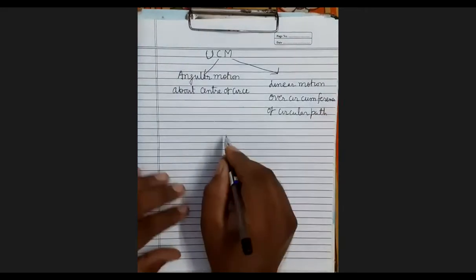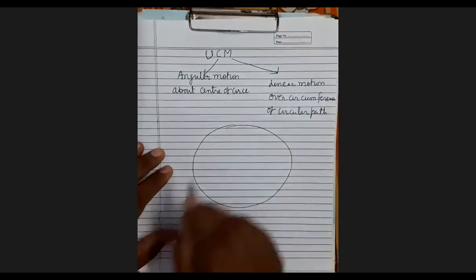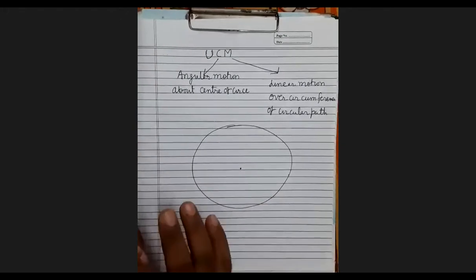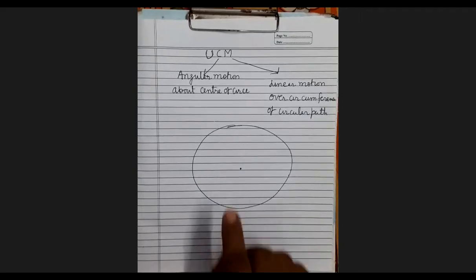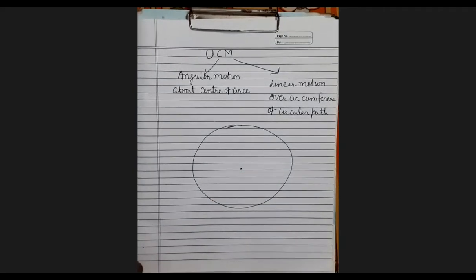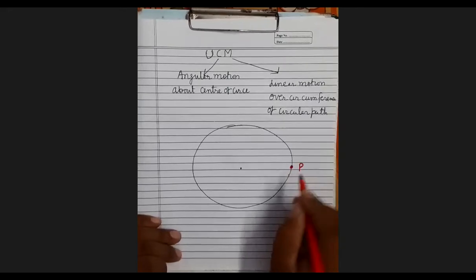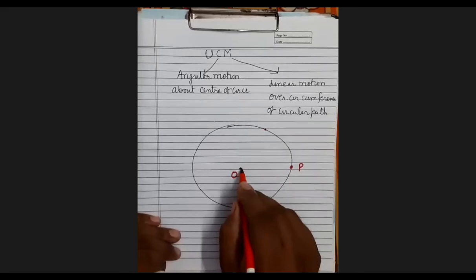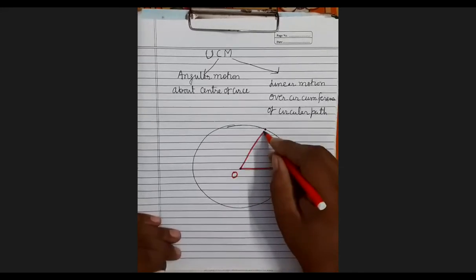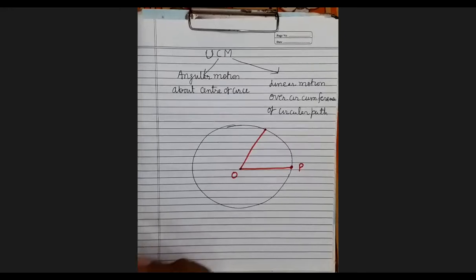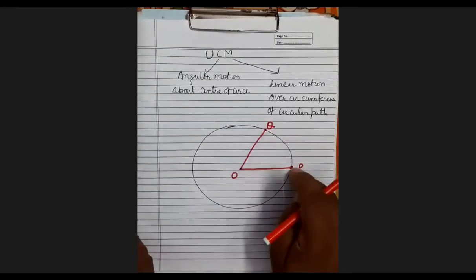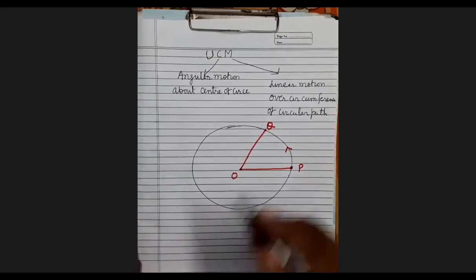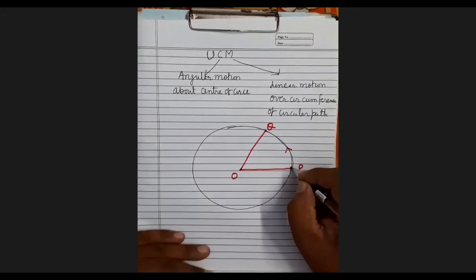Means you can see here, suppose a particle is moving over this circle, and this is the center of circular path. When the particle moves from P to Q, how much distance has it traveled along the circumference? It is equal to the length of this arc.